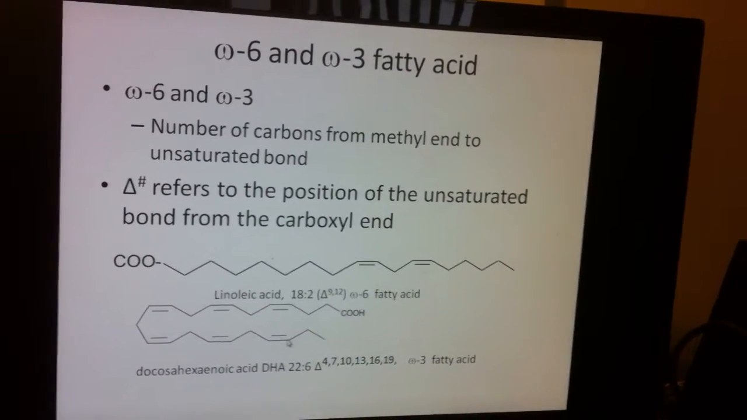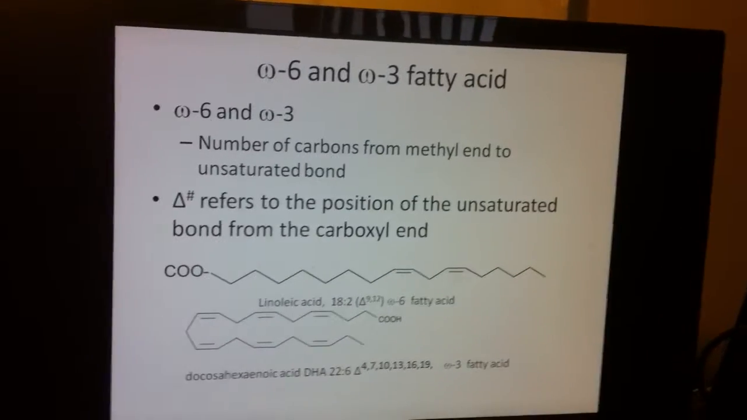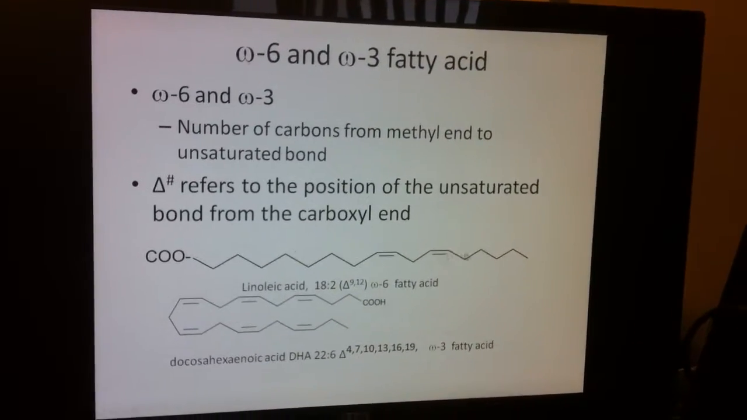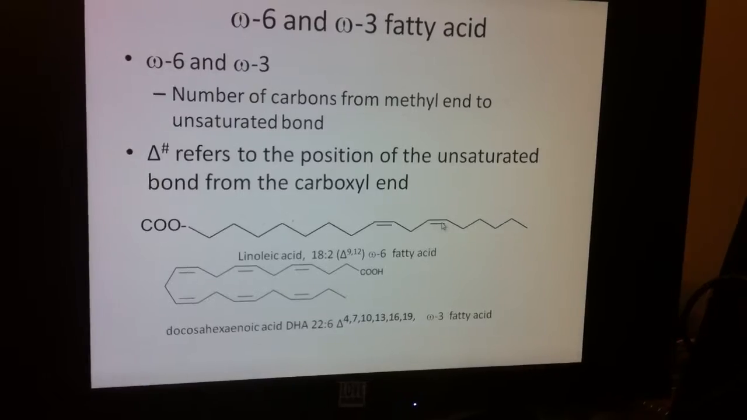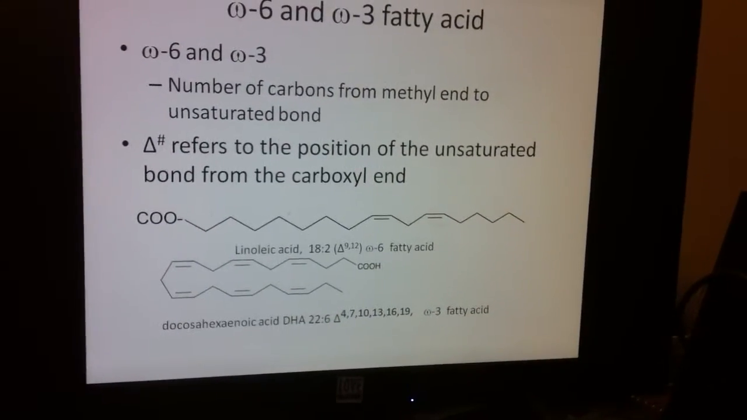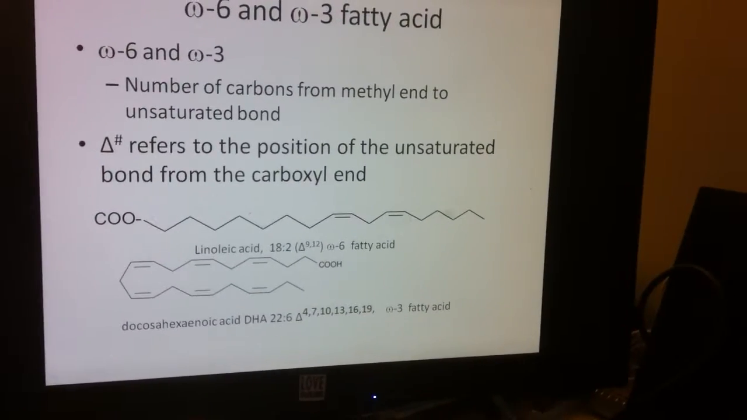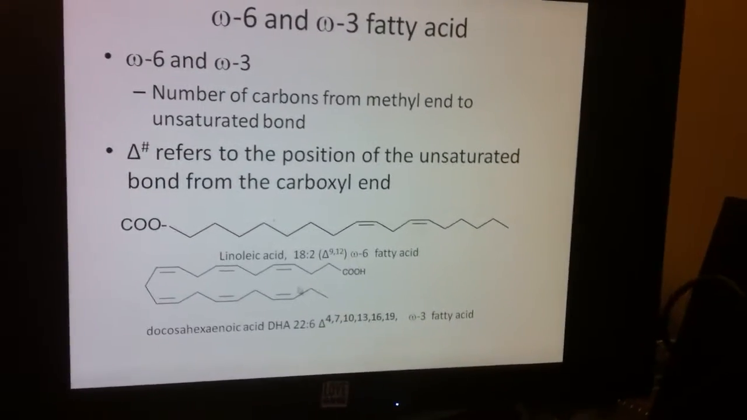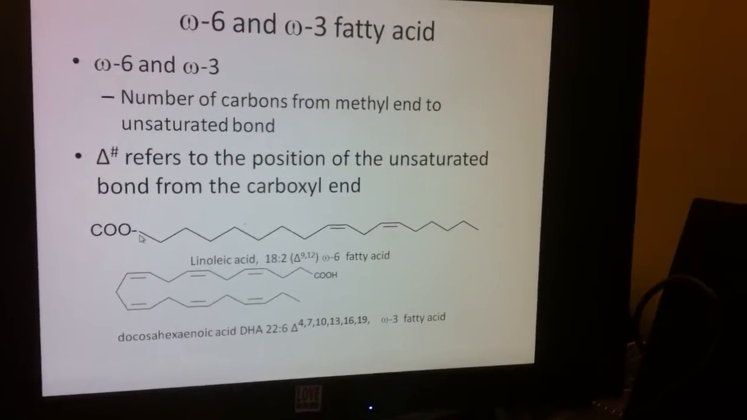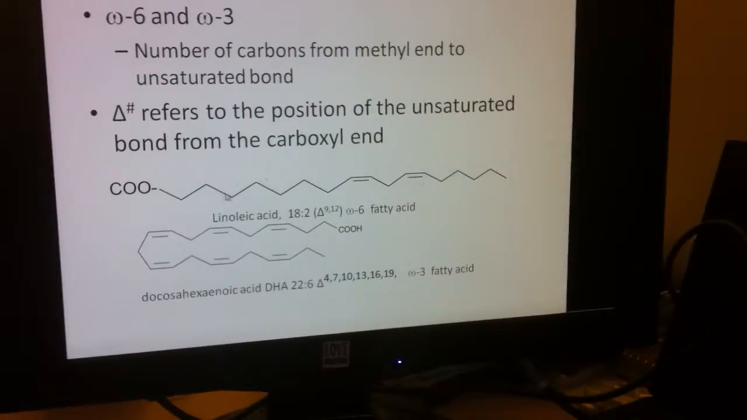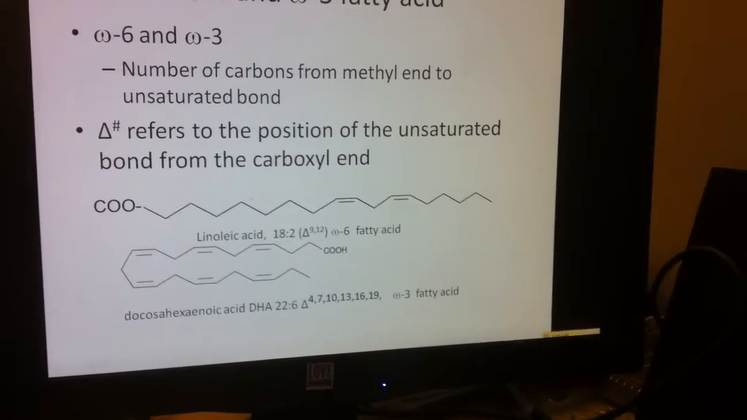Then you count the position of the first double bond. If it's in position 3, it is an omega-3 fatty acid. If the first position is 6, then we say it is an omega-6 fatty acid, right? Pretty simple. So you should know the difference between omega and delta. Omega means you count the double bond from the methyl group, right? And delta means you count the double bond from the COOH group. You count from the different end, right?